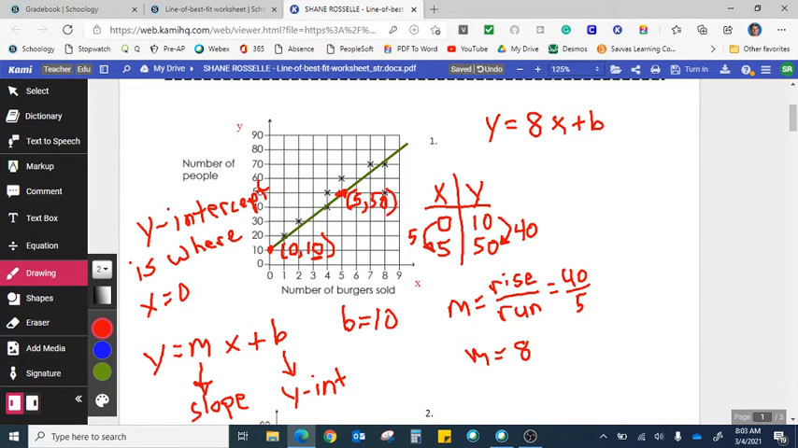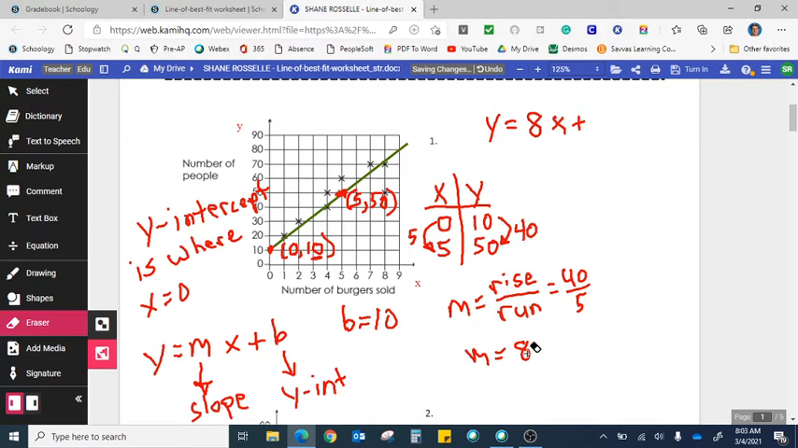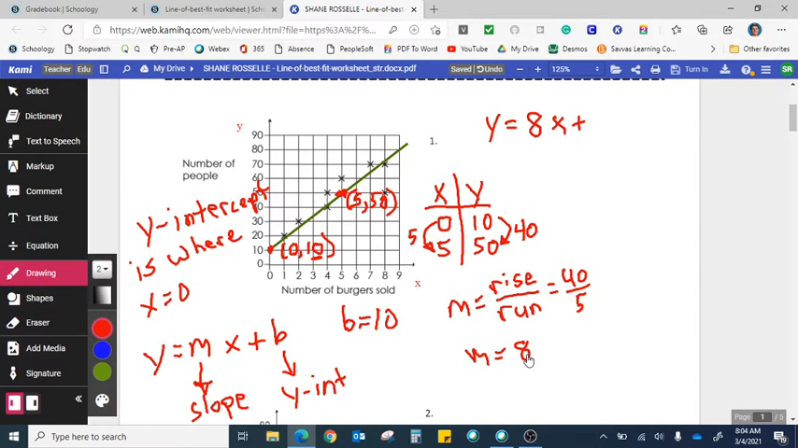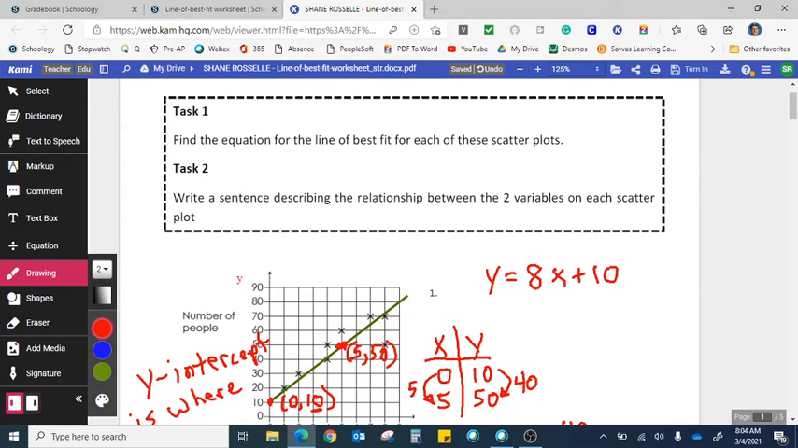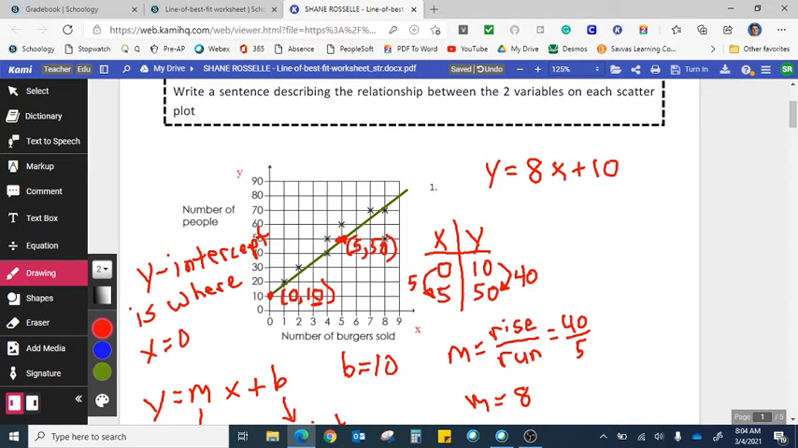Okay, I'm replacing m with 8, and let's go ahead and replace b with 10. Okay, so if I look at this, it says find the equation for the line of best fit. That's the equation for the line, so that part of it is done.